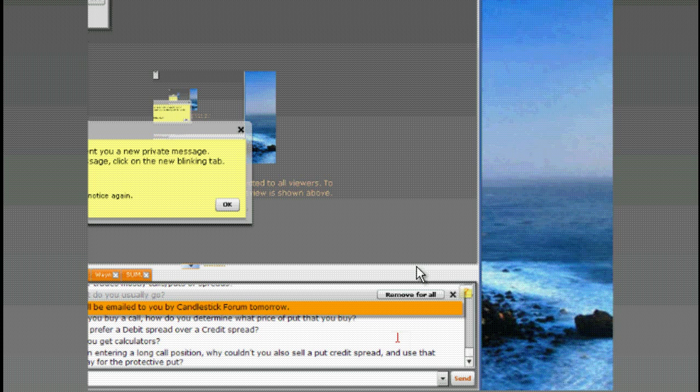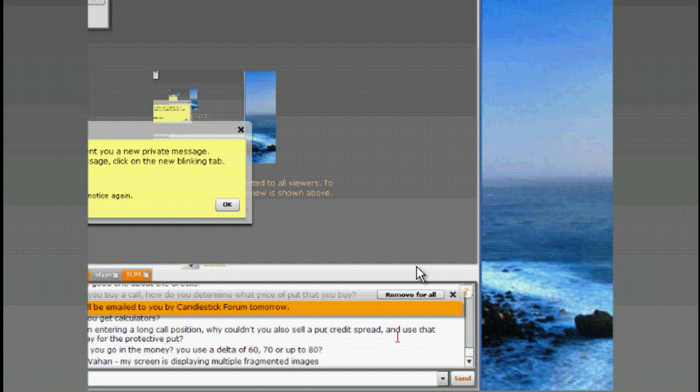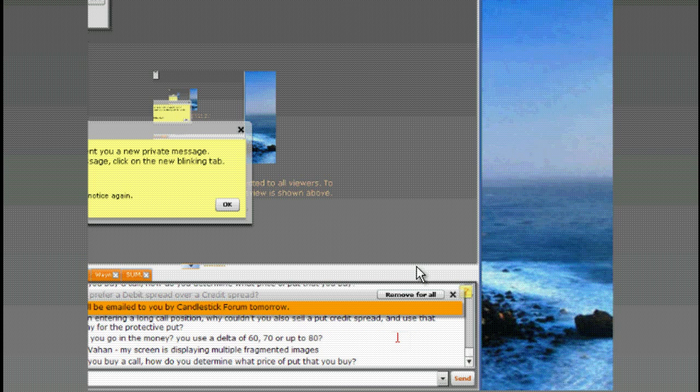Okay, here's a question from Frenchie. Do you prefer a debit spread or a credit spread? I prefer the debit spreads myself, and that's what I actually trade in my account, and that's what we recommend for our advisory service.